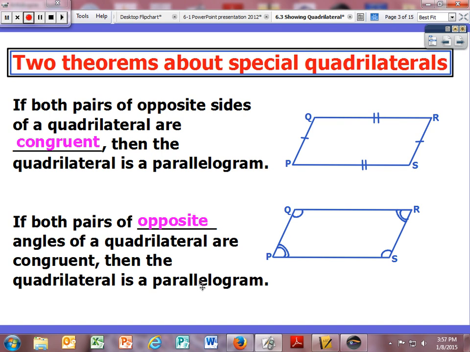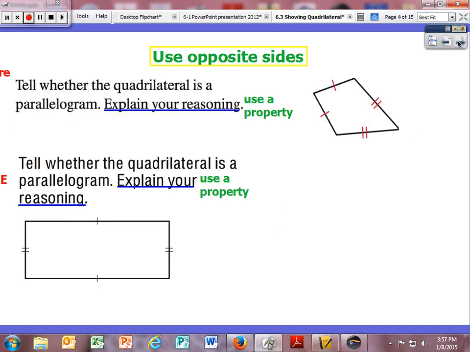Same thing down here about the angles. If both pairs of opposite angles of a quadrilateral are congruent, then it's a parallelogram as well. So again, you're seeing both pairs. 1 mark, 1 mark, 2 marks, 2 marks. Notice it does say both. Okay, you can't just have one pair being congruent. They both have to work out being congruent. Otherwise, it's not a parallelogram. Alright, so pause the video and see what you can do with these.